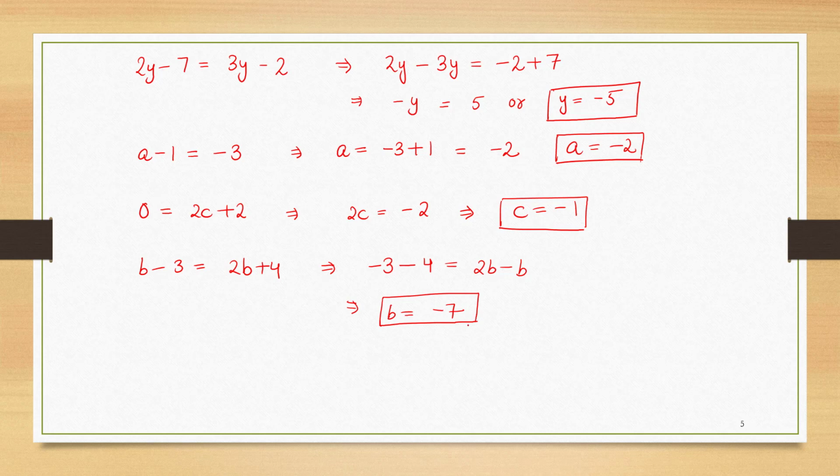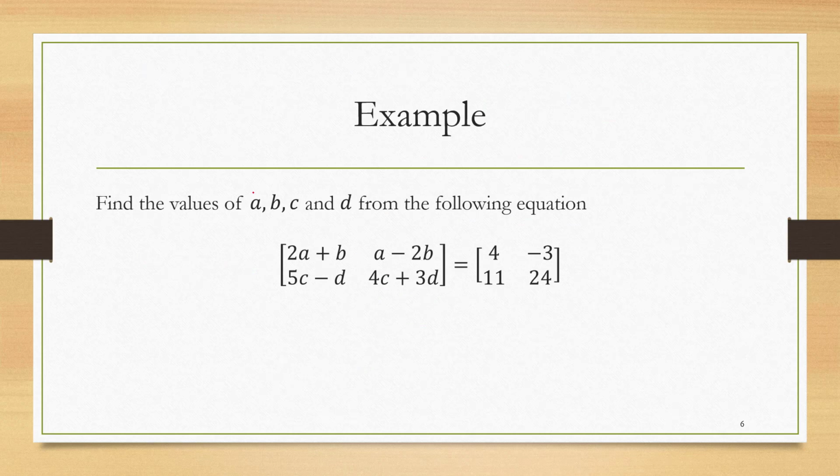With this we have found all the values x, y, z, a, b, c. Next example. Here we have to find the values of A, B, C and D from the following equation. And this equation is giving us that 2 by 2 matrices are equal. So from the corresponding entries equality, we get 2A plus B is equal to 4. Let's give it equation number 1. A minus 2B is equal to minus 3. Equation number 2.